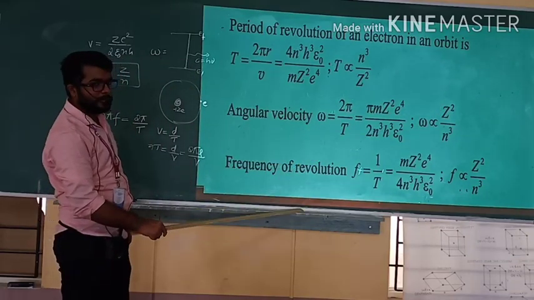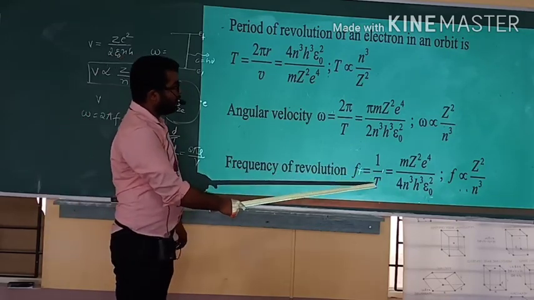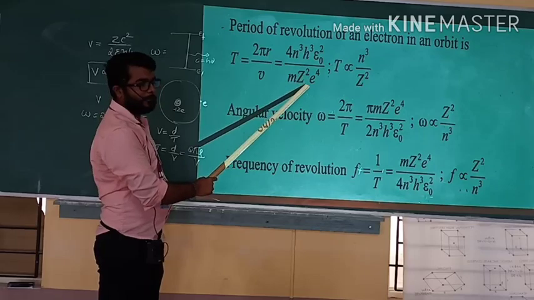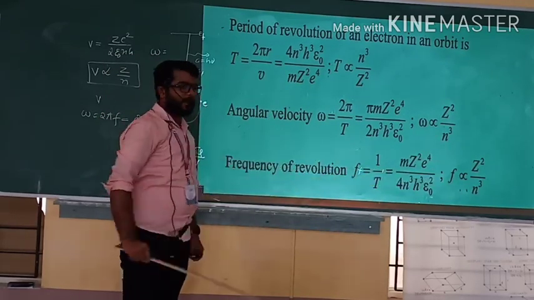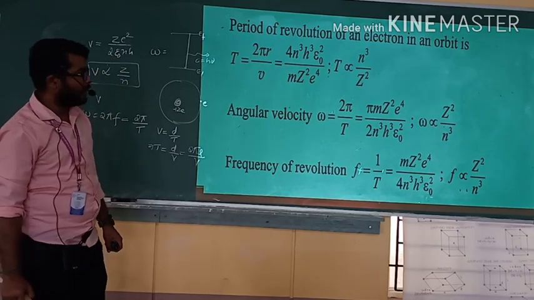So frequency of revolution is f is equal to 1 divided by t. Taking the reciprocal of this time period and solving, you get frequency is proportional to z square divided by n cube.